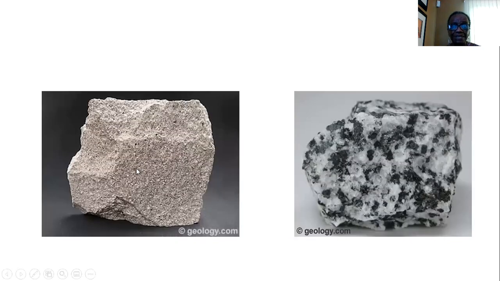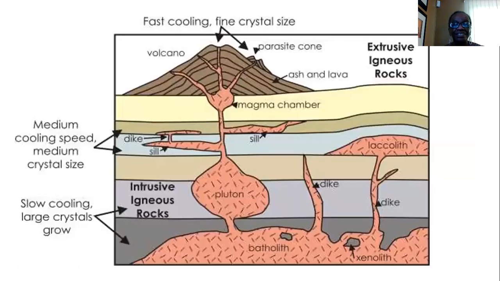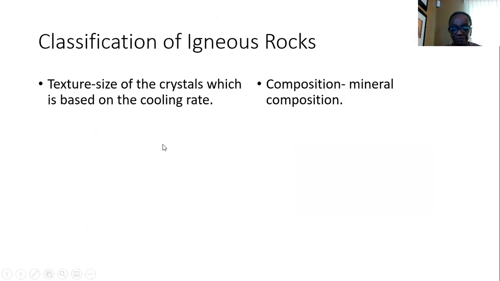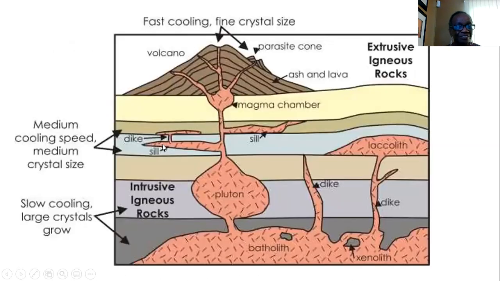And look at them side by side. This one is extrusive. This one intrusive. Cooling rate is different. And because they have different cooling rates, you can see they have different size crystals. This little chart, you have one of those diagrams in your book, one similar to this. This shows the cooling rates.